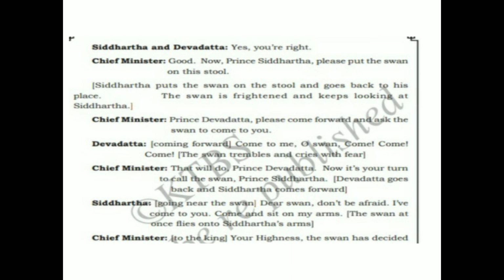Siddhartha goes near the swan. Dear swan, don't be afraid. I've come to you. Come and sit on my arms. The swan at once flies into Siddhartha's arms. See what happens. Siddhartha tells all these words, and the swan at once flies and comes and sits in the arms of Siddhartha.